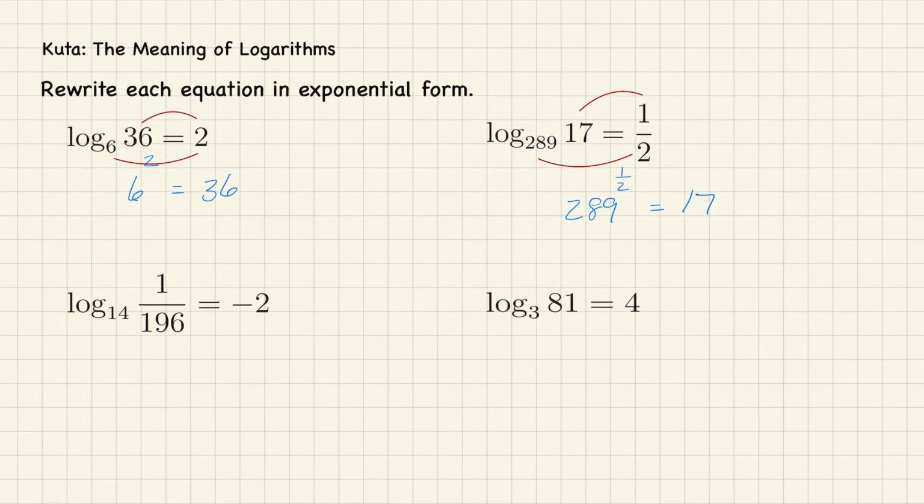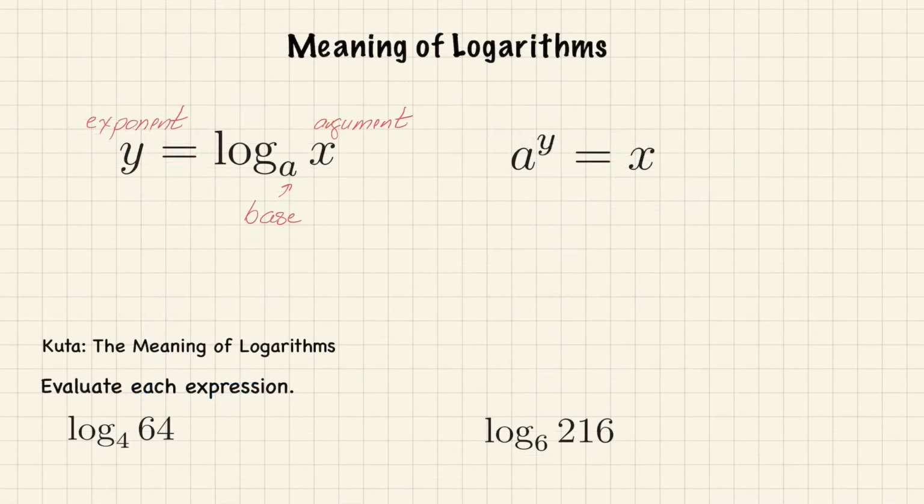We have two more. 14 to the -2 power is equal to 1 over 196. And then this one, the log of 81 base 3 is equal to 4. We write that in exponential form as 3 to the 4th power equals 81. All right, now let's recall that these two equations are equivalent.